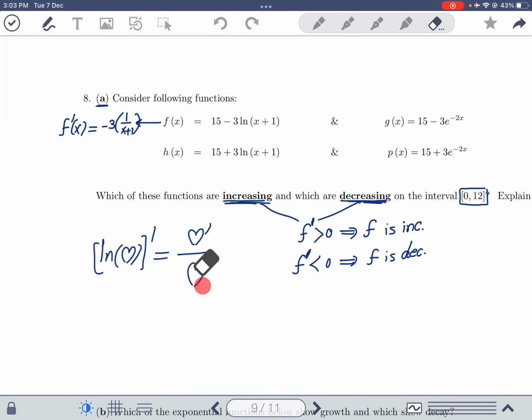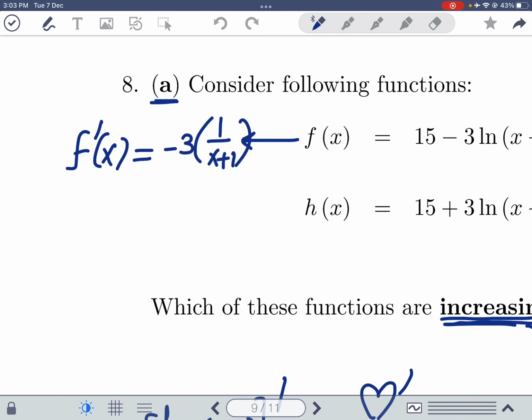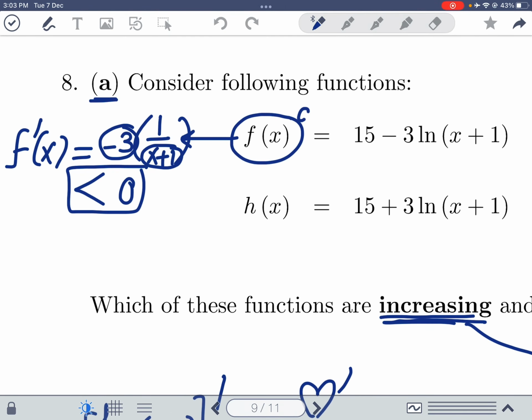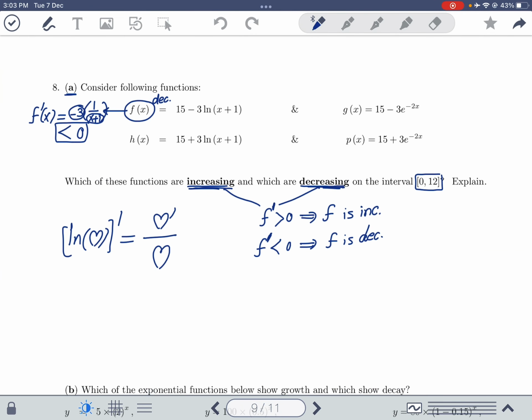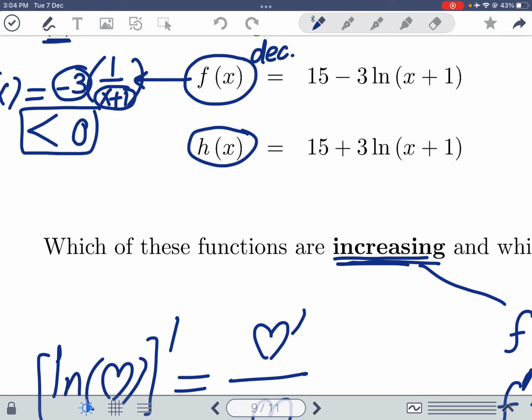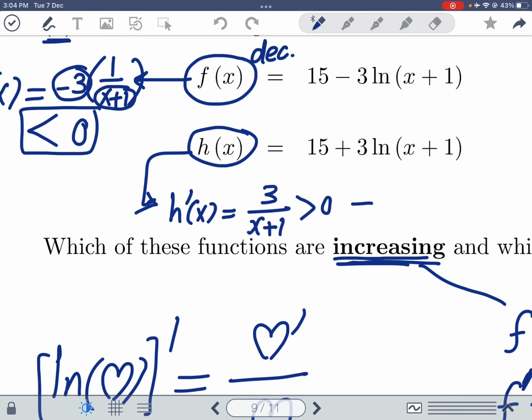Okay, good. So now notice, this is always negative, because x plus 1 is positive and negative 3 is negative. When you multiply negative and positive, always negative. So this function is decreasing. Let's write decreasing just DEC and increasing INC. Okay, now what about this one? Because it's similar, h of x, take the derivative. H prime of x equals 0 plus, you'll get 3 over x plus 1. And this is always positive. So this function h is increasing.